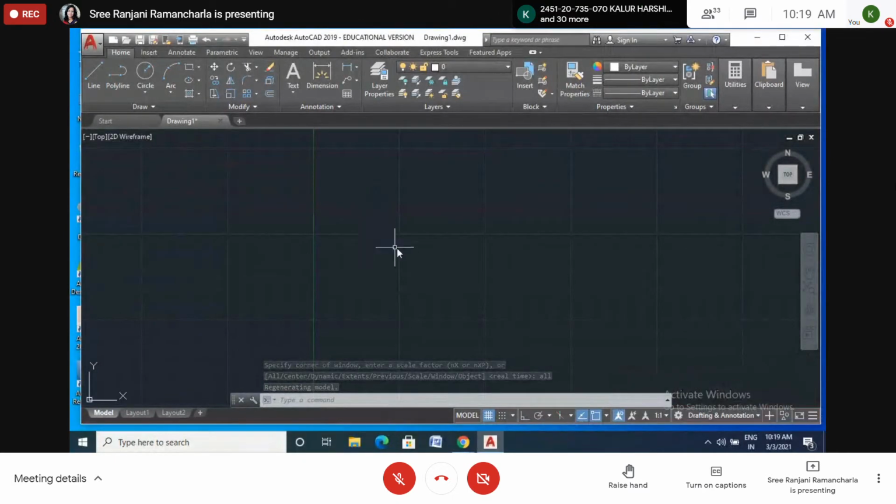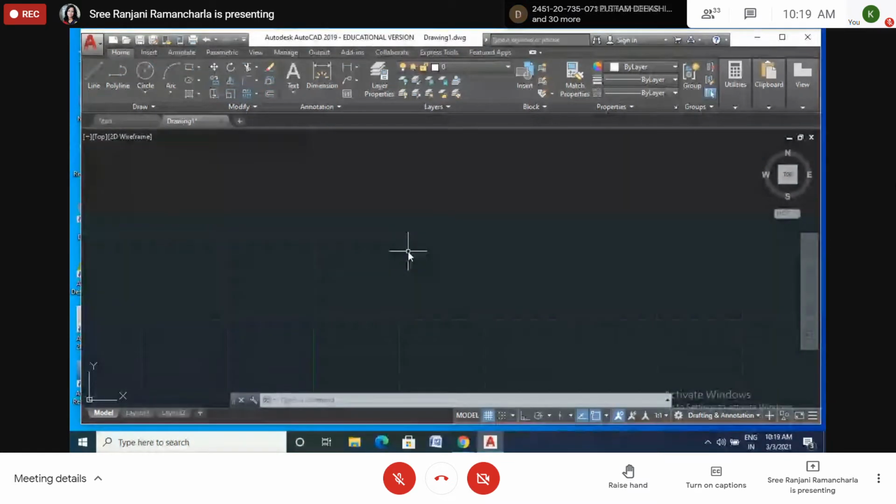Today we are doing isometric projections. After that, 200 comma 200, then limits. Now we are doing isometric projection. I will save this file as the isometric projection. Now here you have to understand.